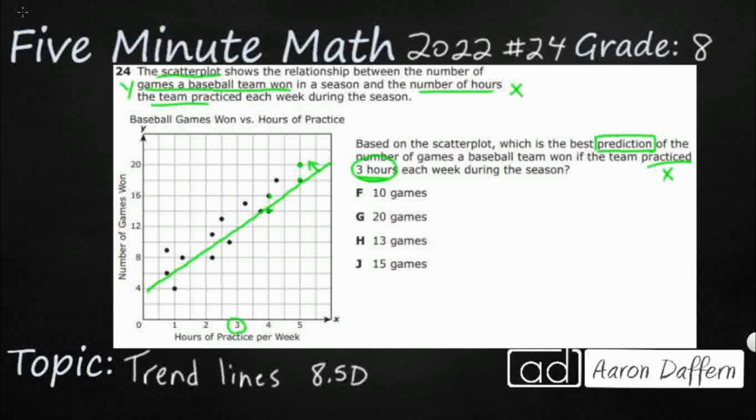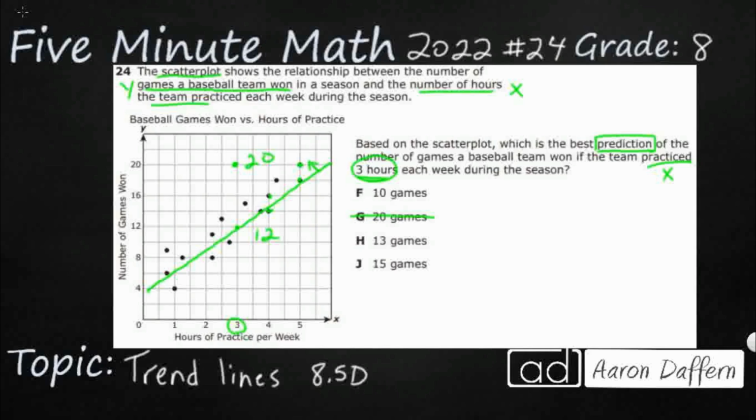So we look at our 3 hours, and we are right around, I'll call that, 12. Okay, so it looks like we're right on the 12. Let's see what our options are, because the options are honestly really close together. Well, G is not going to work. G is going to be 20, so that definitely falls outside. That's not going to work.